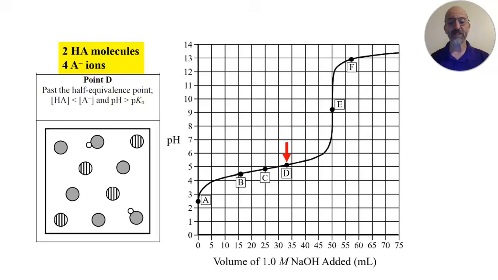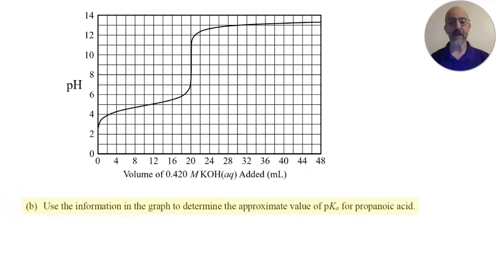So back to question 9. Let's go ahead and find the half equivalence point on this diagram. It's not 20. That's the equivalence point. It would be half of 20. So right there on the x-axis at 10 milliliters, that's the half equivalence point.